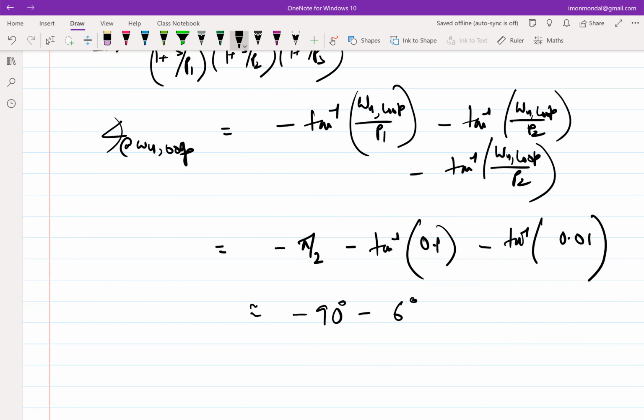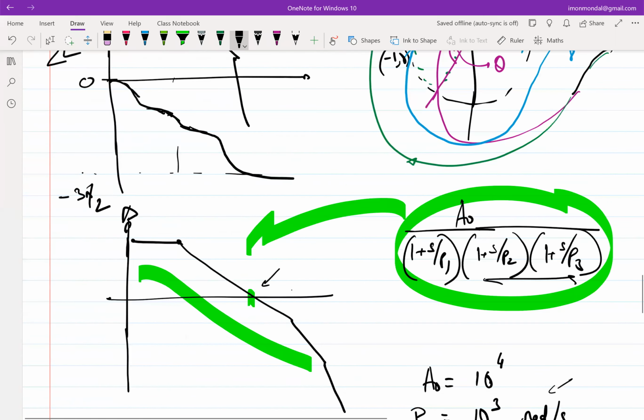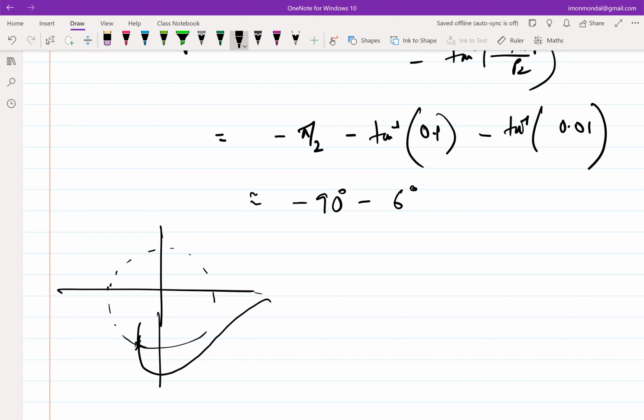Let me sketch it here itself. I am cutting the unit circle somewhere here. So this is an extra 6 degrees, which means the phase margin is 84 degrees. So your phase margin is 84 degrees. Any questions till now?